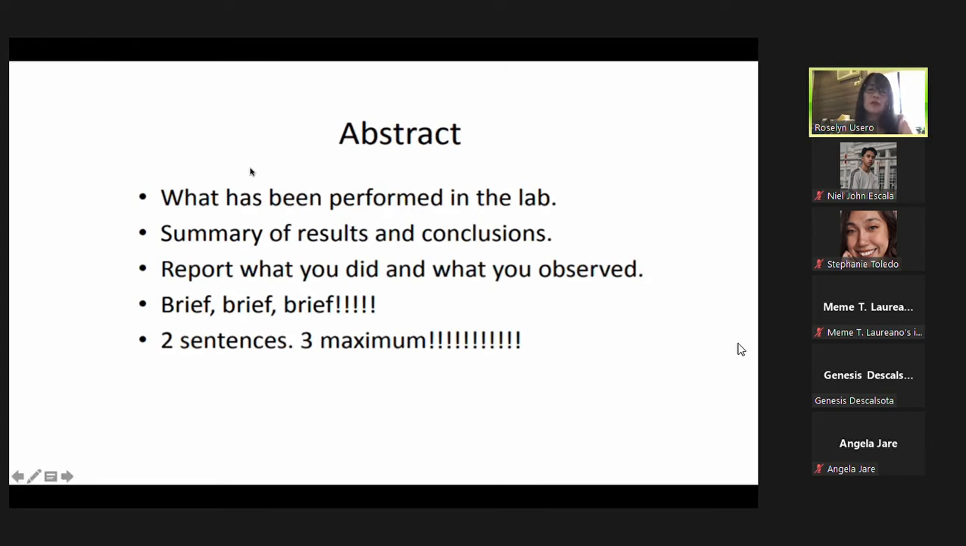Okay, so for abstract, these are the reminders. You include what has been performed in the lab, just a summary of results and conclusions. Report what you did and what you observed. Should be brief. Maximum of 3 sentences, but long sentences would be okay.